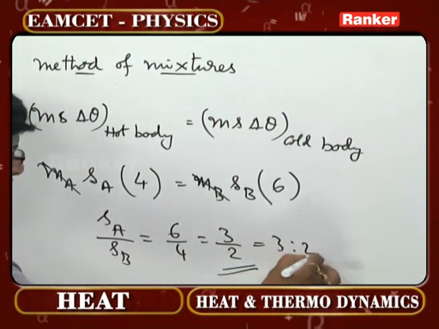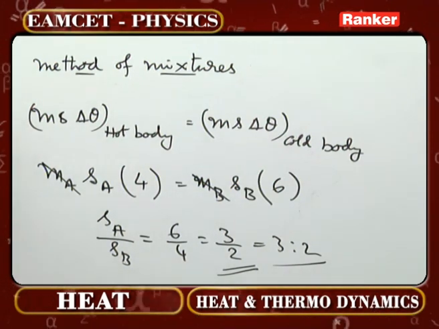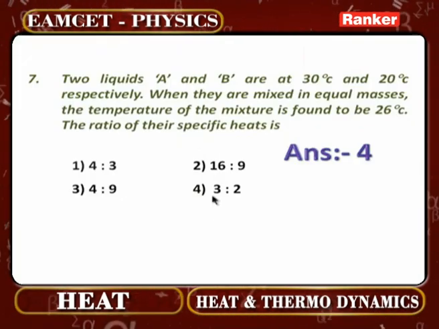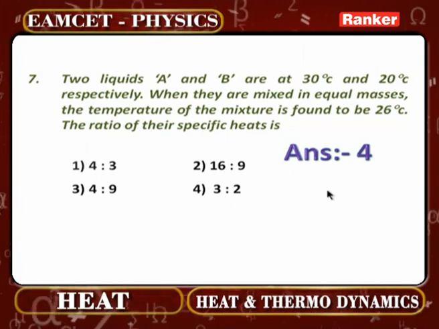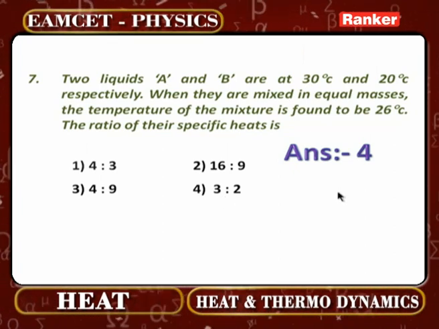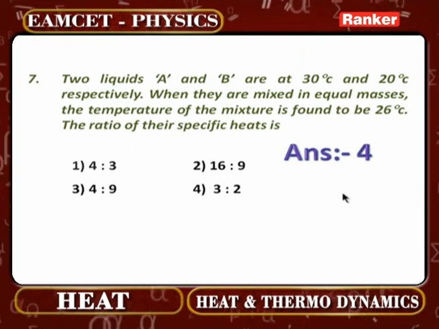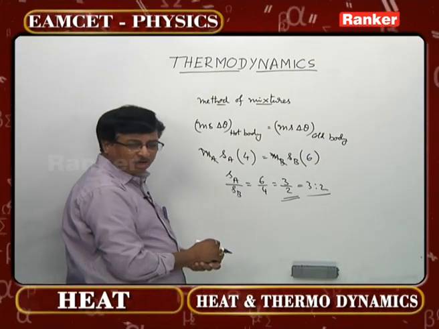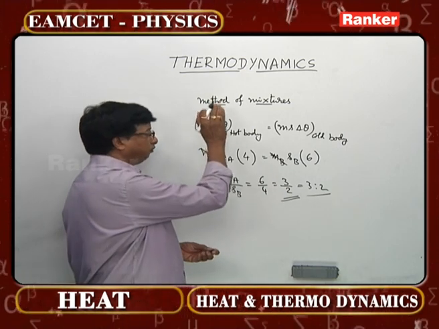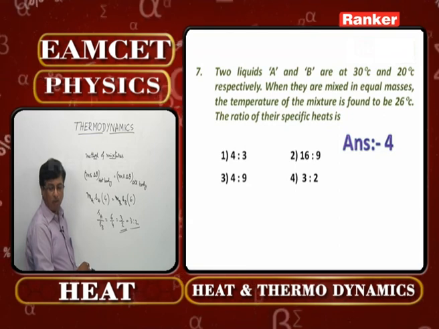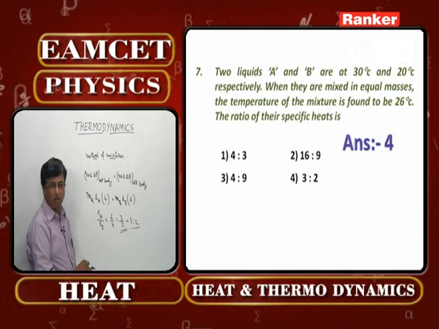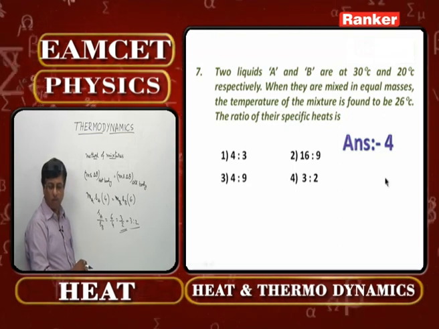That means what will be the correct ratio there, please? 3:2. So which option is correct there? The fourth option, 3:2, is going to be correct. So what one should understand for this model question is this. It is based on the method of mixtures, of which the actual formula is heat lost by the hot body is equal to heat gained by the cold body. Let us take the next problem.